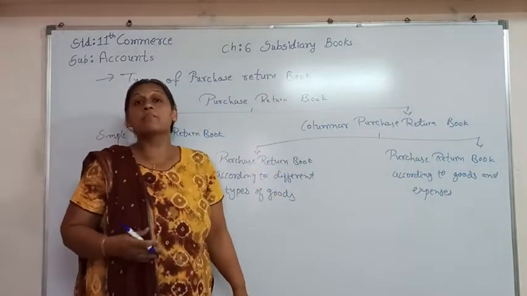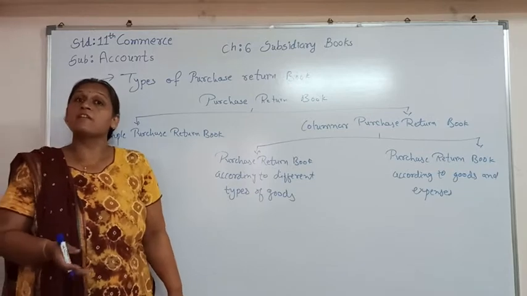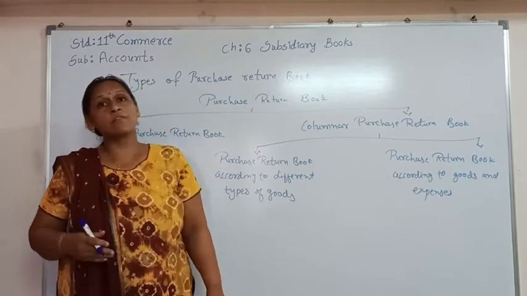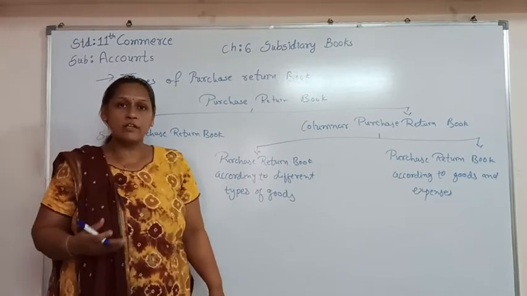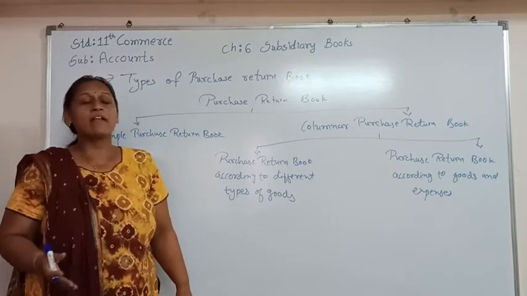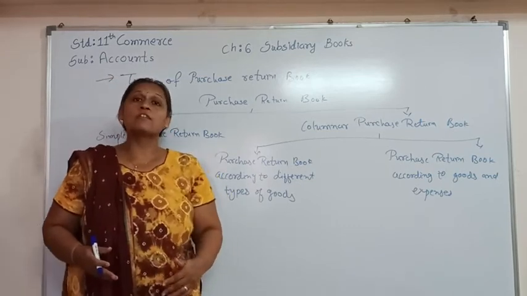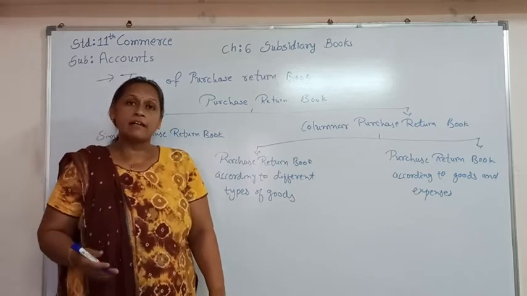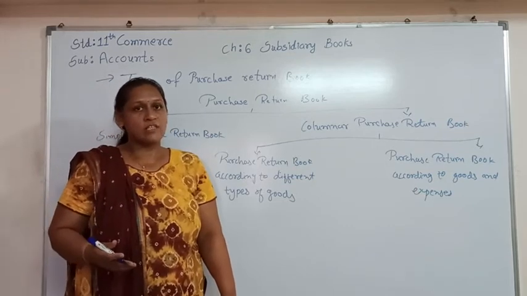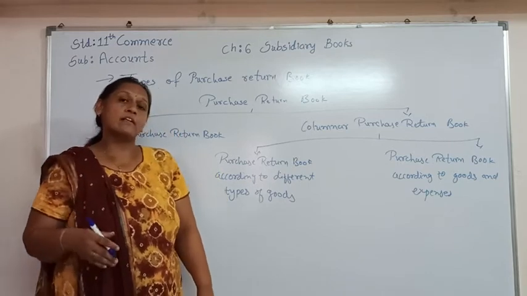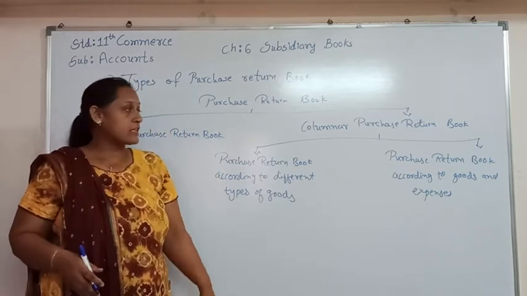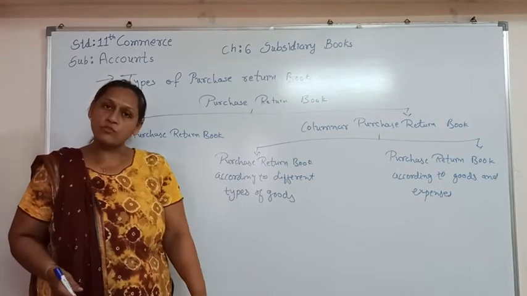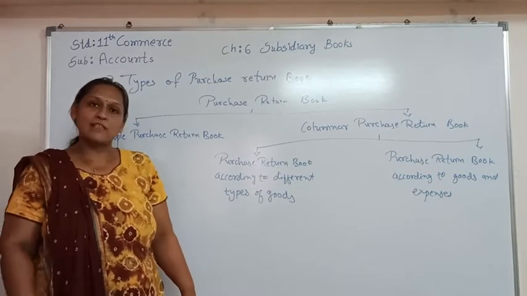And here in a purchase return book, instead of inward invoice number, we are going to write debit note number. That means when we are returning goods back to the supplier, we are writing a debit note, and we are going to see the specimen of the debit note now. You may note down this, then we are going to see the debit note and a specimen of it.